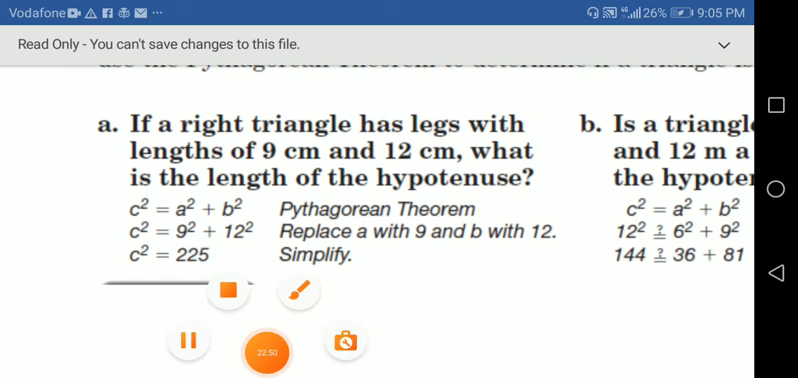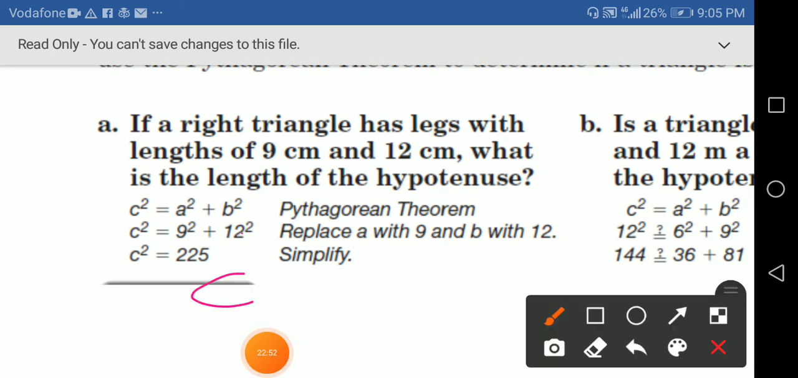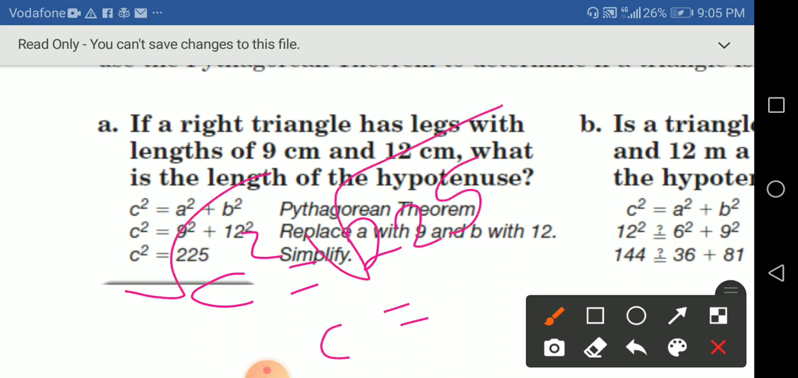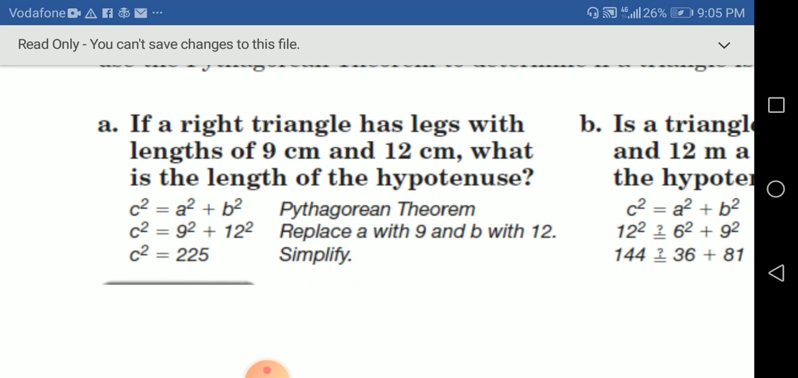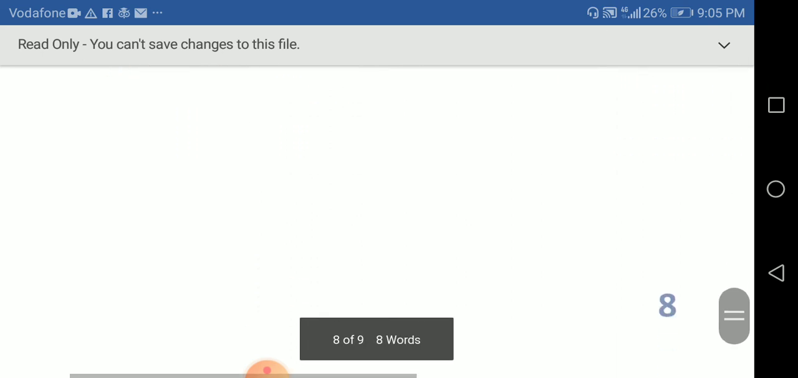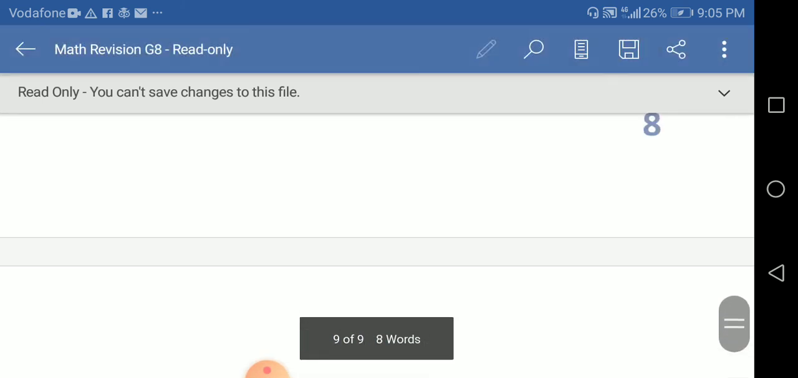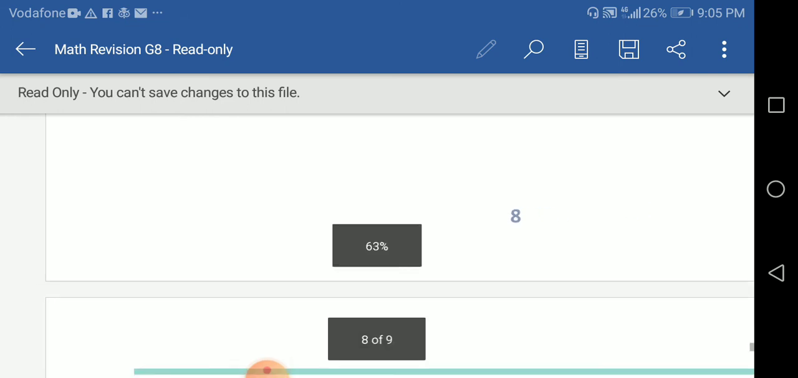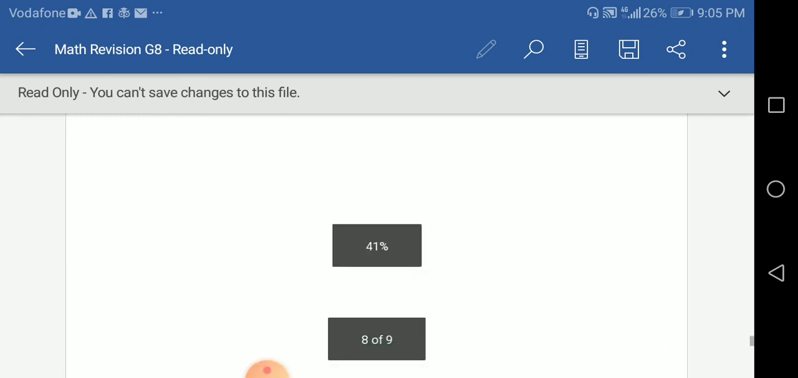Guys, I need to know the value of just c. Square root of c power 2 equals square root of 225. Okay guys, we have to know the values of these square roots.